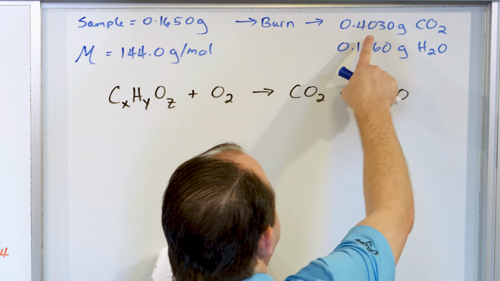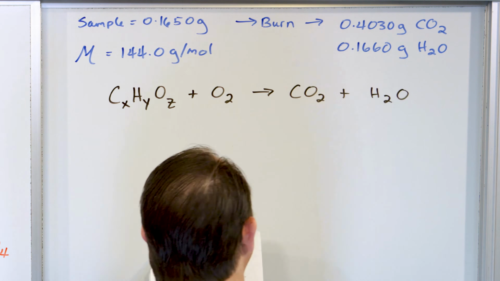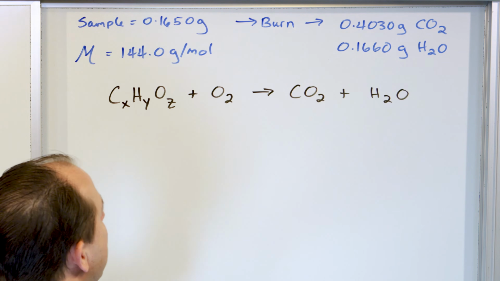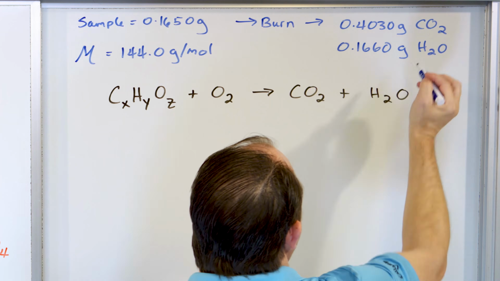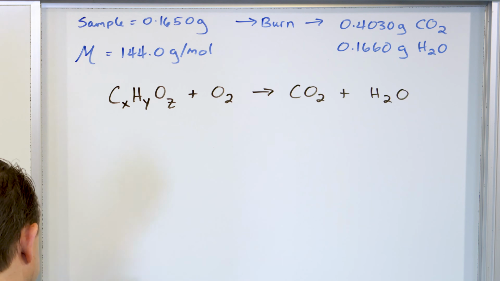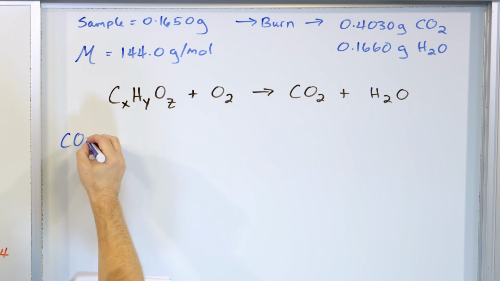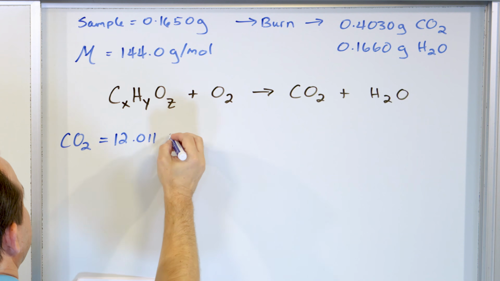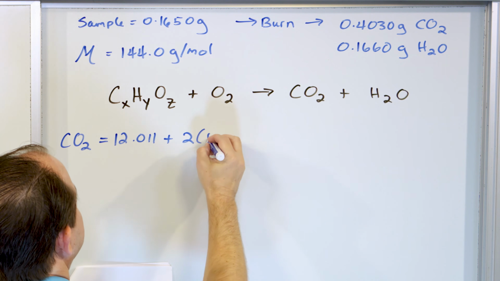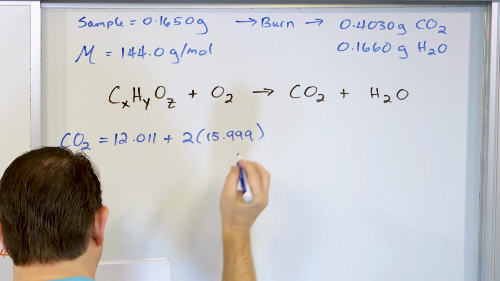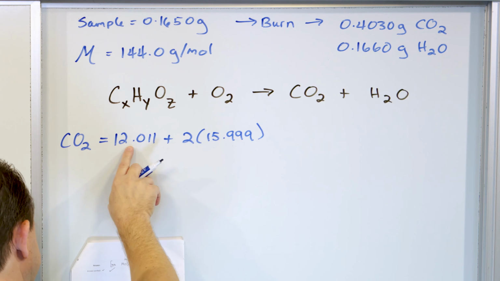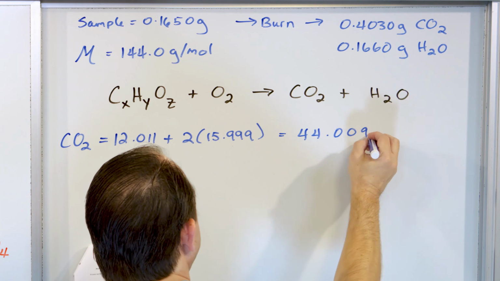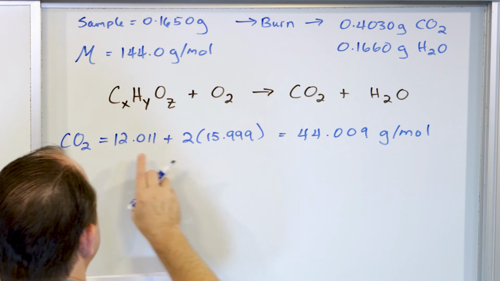And what we know is that there's 0.4030 grams of carbon dioxide produced, and we know how many grams of water produced. What we want to do is figure out what is the molar mass of these two things because we want to convert to moles at some point. So let's go ahead and figure out what the molar mass of carbon dioxide is. We know we're going to need it at some point. We know carbon is 12.011 grams per mole. Oxygen is 2 times 15.999 grams per mole. So if we take the 2 times 15.999 and add this guy, what we're going to get is 44.009 grams per mole. That's the molar mass of carbon dioxide.